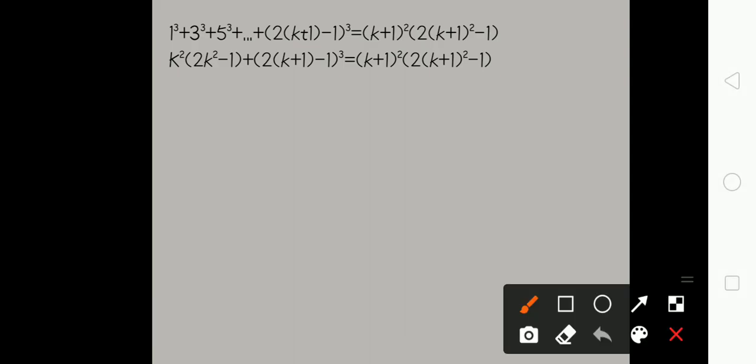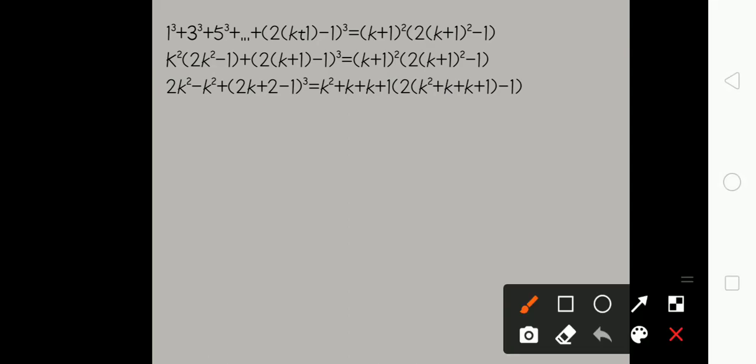Okay, now let us multiply this 1 and this 1 and also this 1. So it would be like this: k squared times 2k squared. If you multiply the same exponent, you just copy the common exponent. So k squared times 2k squared is 2k squared minus 1 times k squared, so it would be k squared, plus just copy here, plus 2k plus 2 minus 1, raised to 3. As you notice, we multiply 2 times k is 2k, plus 2 times 1 is 2, minus 1, just copy, then raise to 3.